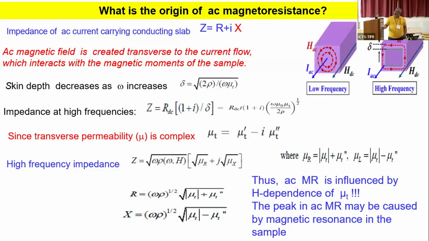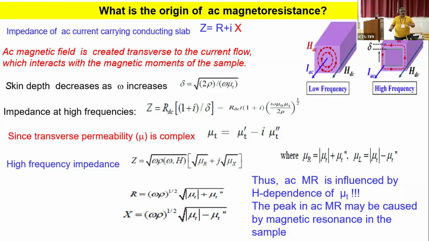However, the permeability itself at high frequencies is a complex number. There's a real part and an imaginary part. The real part is connected with the magnetic behavior, and the imaginary part is connected with the absorption in the material. So if you substitute this, you can get that the resistance is proportional to the square root of the modulus of mu t plus mu t double prime, and the reactance is the square root of the modulus of mu t minus mu t double prime. So basically, the resistance will be dominated by the field dependence of mu t double prime.